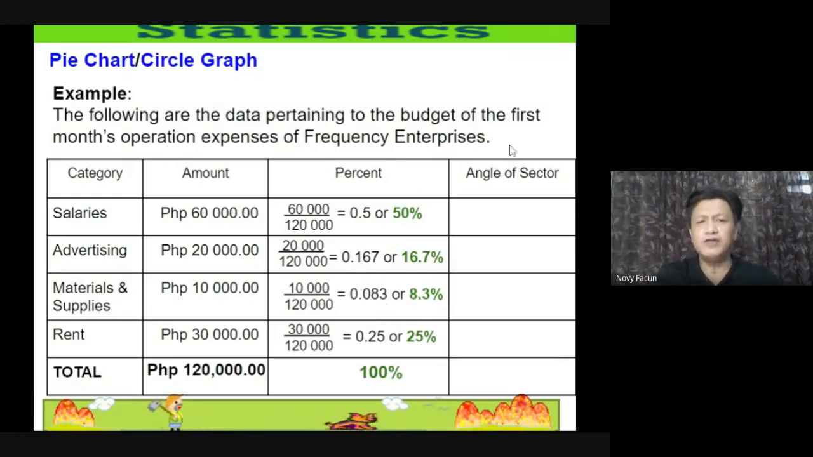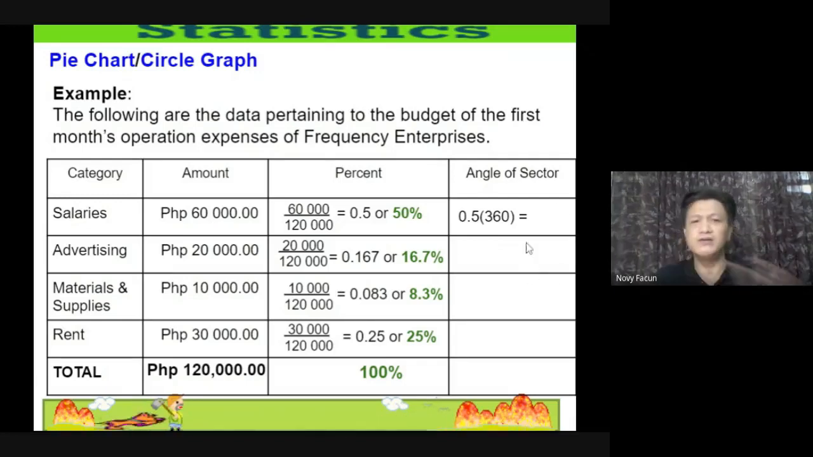Okay, and for the angle of sector, this is the percentage of this category. Di ba? So, para makuha natin yan, i-multiply lang natin yung 0.5 doon sa 360. Kasi yung 360 dyan, yun yung total angles natin doon sa circle. Sector kasi when we say sectors, it refers to a circle. And that is 180 degrees.